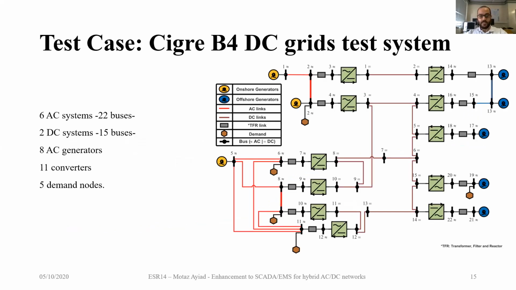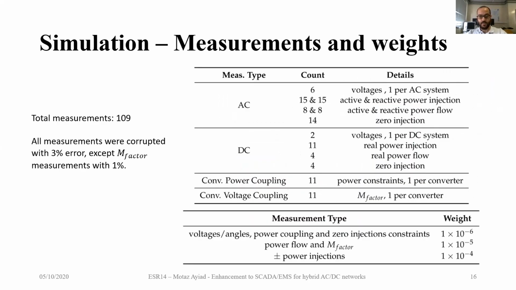The algorithm has been tested in several test cases, including the CIGRE B4 DC, which includes 6 AC systems, 2 DC systems, 8 AC generators offshore and onshore, 11 converters, and 5 demand nodes. 109 measurements have been used in this test case. All have been corrupted with a 3% error, while the M factors only have been corrupted with 1% error. The weights of these measurements are shown in the table below.